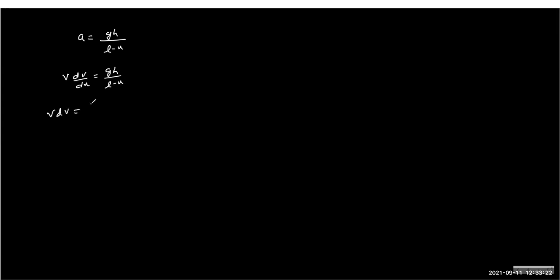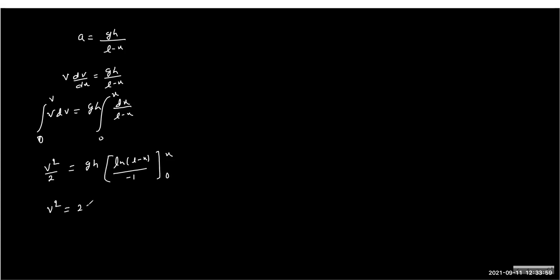So v dv turns out to be g h dx upon l minus x, and now you integrate from the beginning. In the beginning, what was the value of x? 0. And velocity v was also 0. When it is x, we can say v. So v square by 2 turns out to be something new this time. This is ln l minus x, with minus 1, from 0 to x.